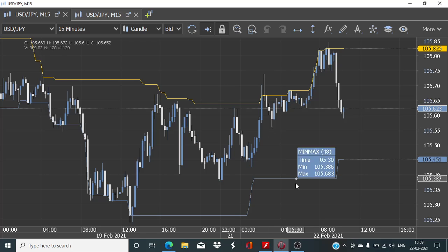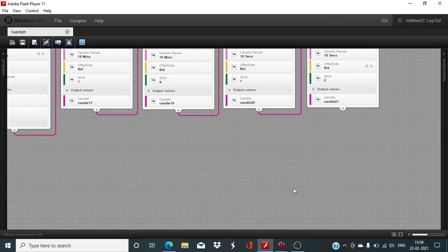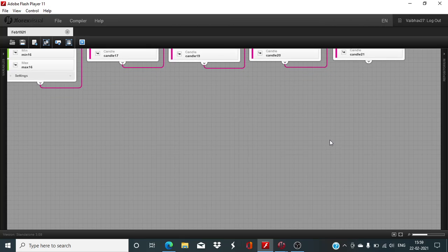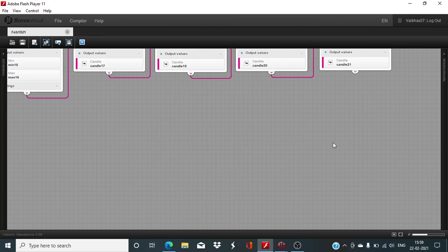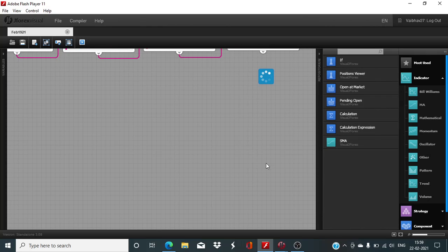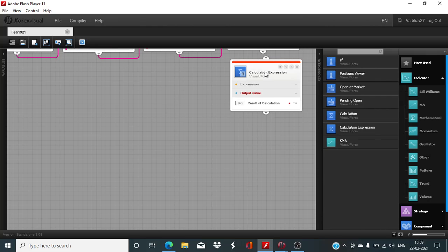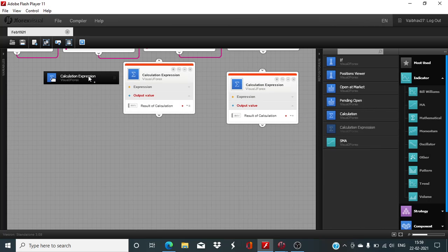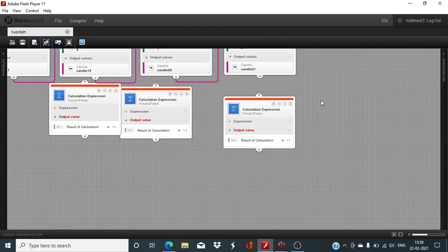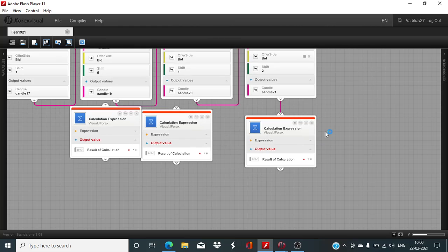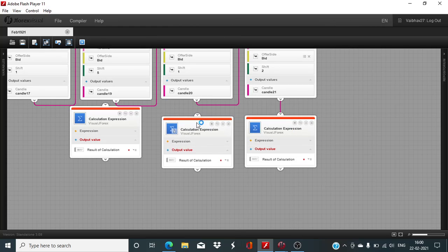Now we head back to the Visual Jforex platform. First, I will need to define 3 variables which will yield the values of 3 pips, 7 pips and 15 pips. For that, I will need to take 3 calculation expression blocks. Here it is 1, 2 and 3. Okay, 3 identical sort of calculations are needed to be done.